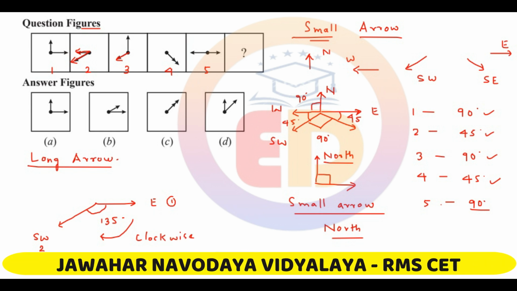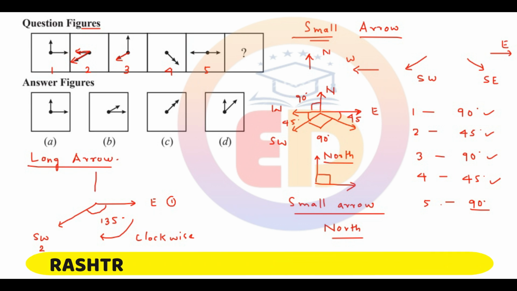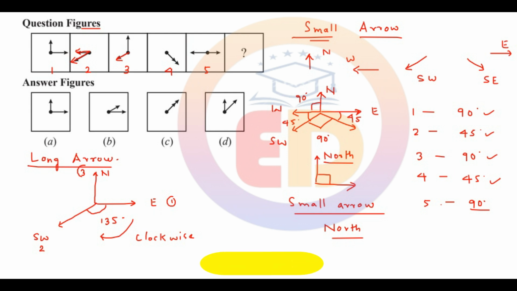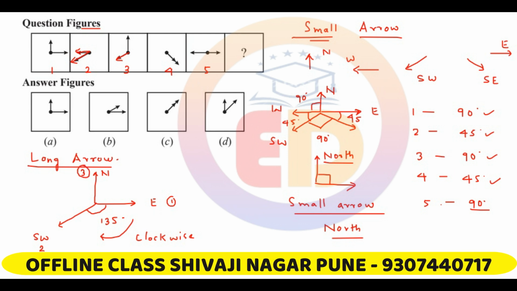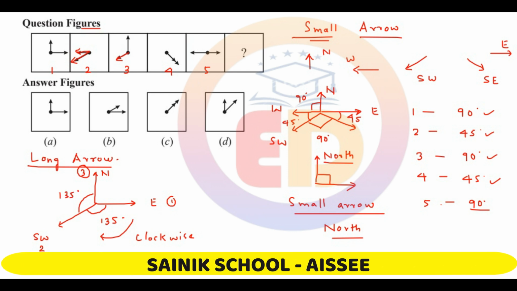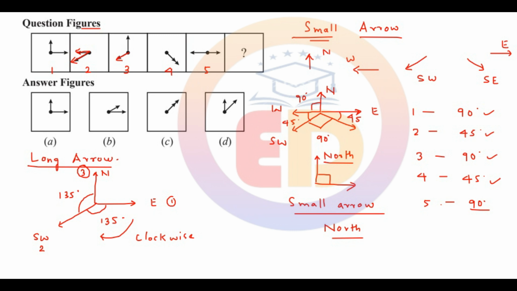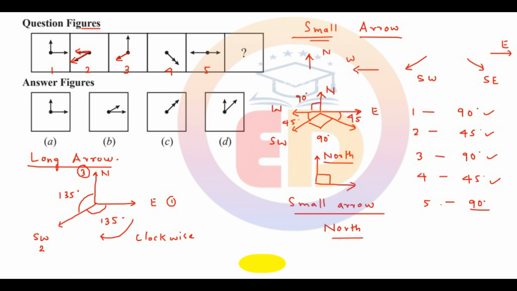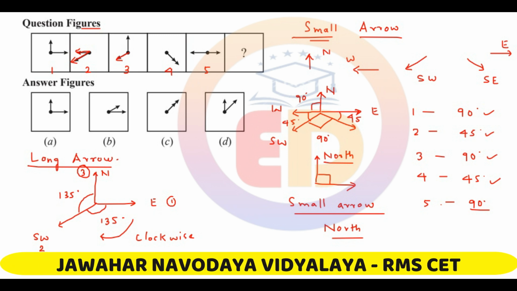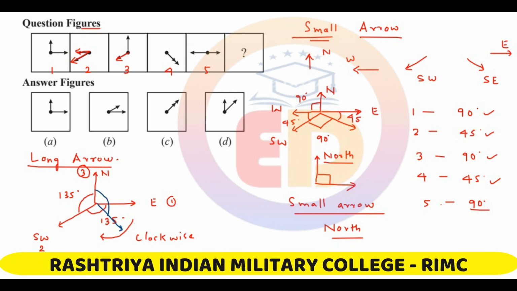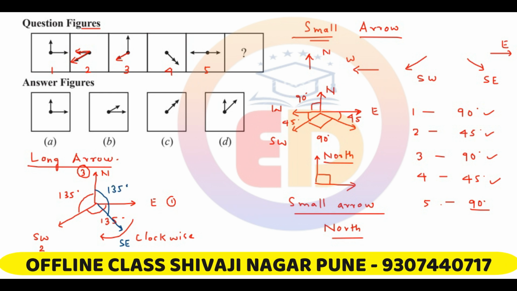Now in the third shape, it is in the north direction. So from southwest to north, again it is a movement of 135 degree. In the fourth shape, it is facing the southeast. From north, it is now facing southeast. So north to southeast will be again 135 degree movement.